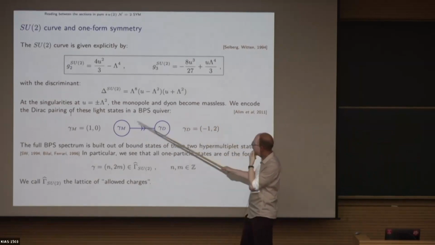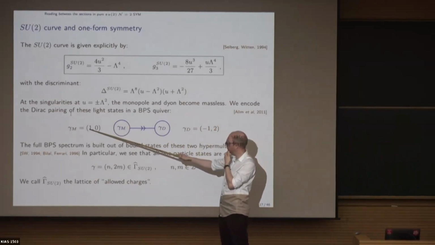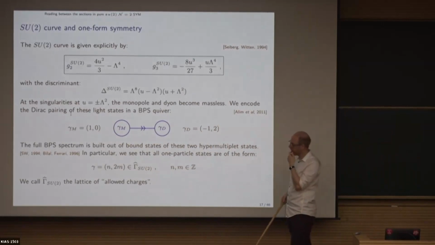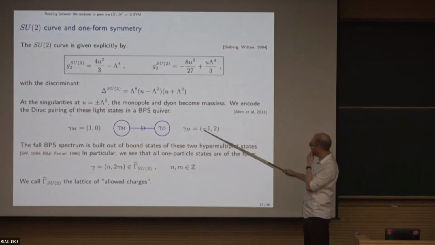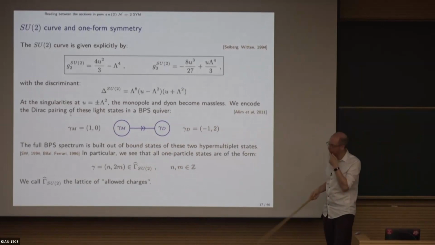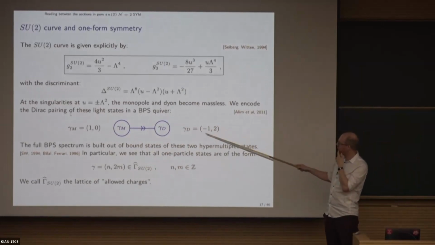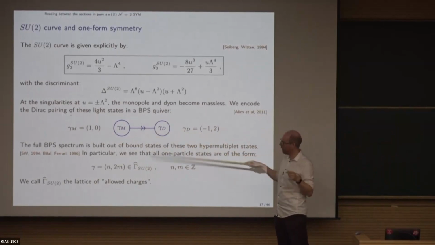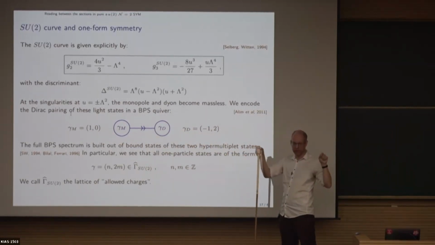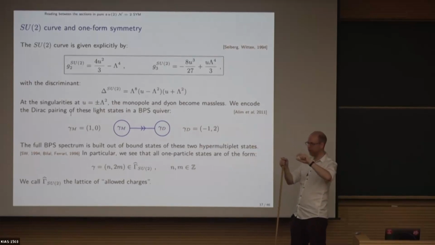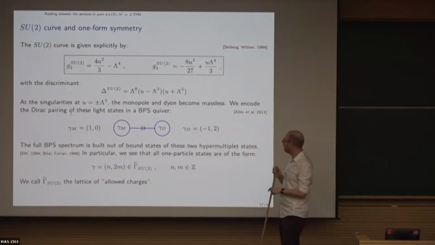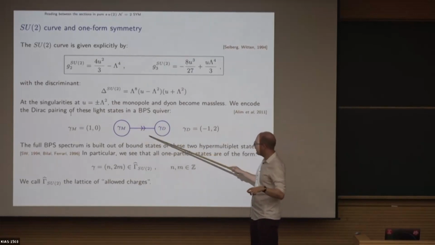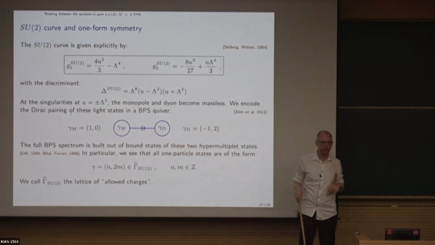So in our charge normalization for SU2, the monopole is a (1,0) state. We'll come back to that. The dyon is then a (-1,2) state. So it's important that it's a 2 there in particular. So this diagram here is just that each node is the particular state that becomes massless at the singularities. And then I'm sitting near the singularity in the strong coupling regime, so those states are relatively light there. And then you look at the Dirac pairing between those states, and the number of arrows is the Dirac pairing.